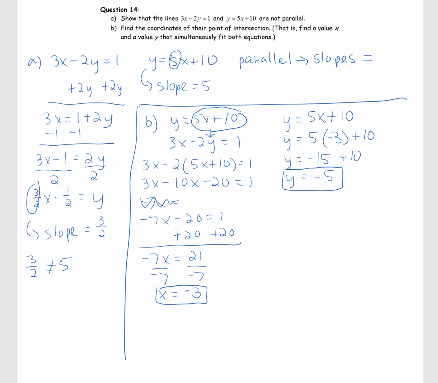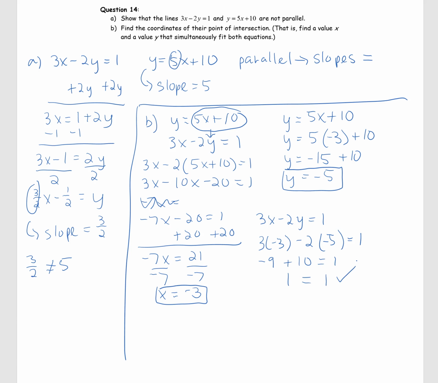And a good thing to do now is to check that this makes sense in our other equation. So I'm going to check that here in this equation by plugging in these values for x and y. So it gives me 3 times -3 minus 2 times -5 equals 1. This is -9 plus 10. And -9 plus 10 is indeed 1.